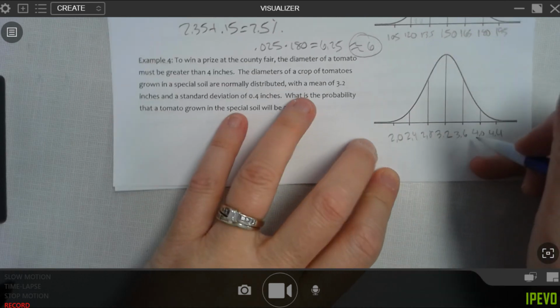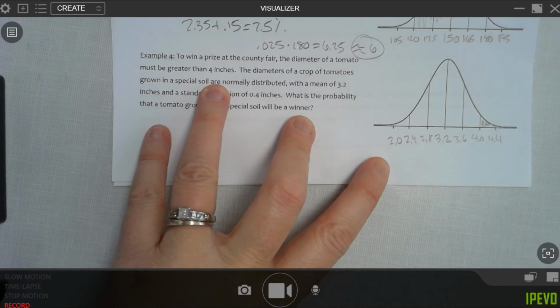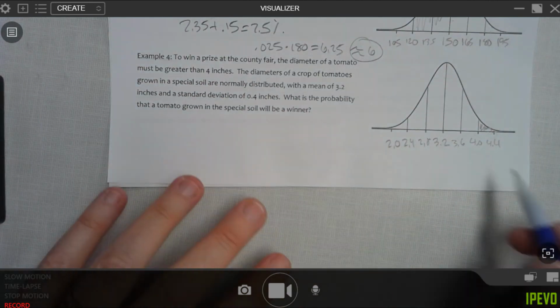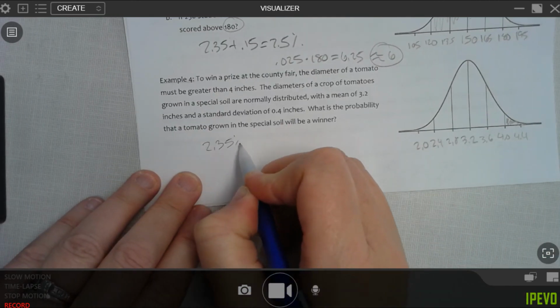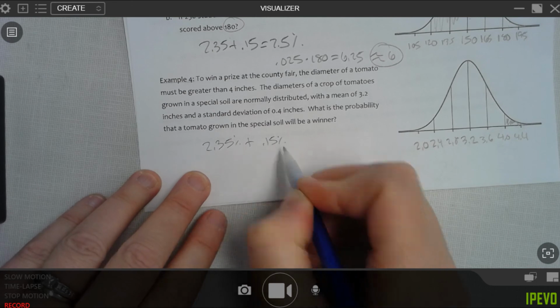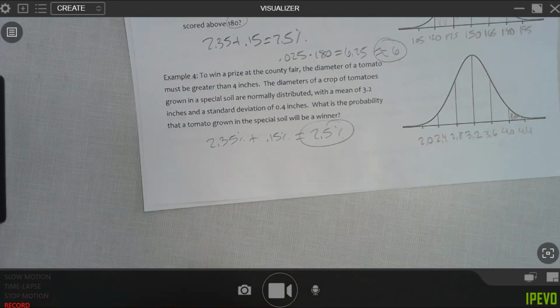So it wants to know, to win a prize, we got to have 4 inches and above. So that's this area right there. So what's the probability? You just add these two areas up. So remember that was a 2.35% and a 0.15%. So you have a 2.5% chance of being a winner.